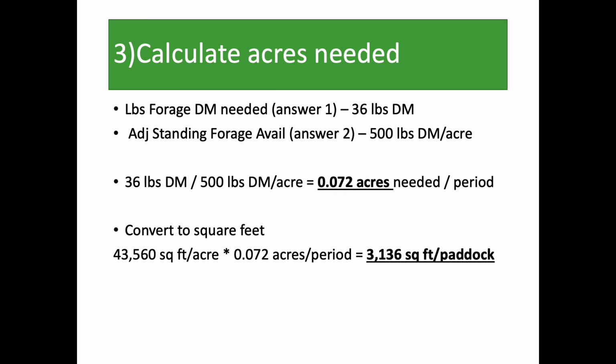Now that we've got our acres, we need to figure out what size our paddock's going to be. If we know we've got 35 feet wide, we need to convert those acres over to square feet. So you're going to take the acres that you just calculated and multiply that by 43,560, which is the square feet in an acre. That's going to give you the square feet you need per paddock.